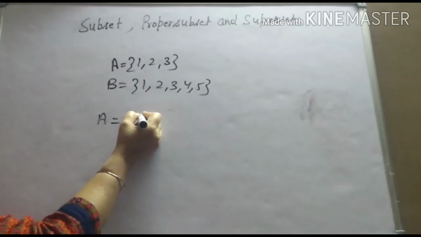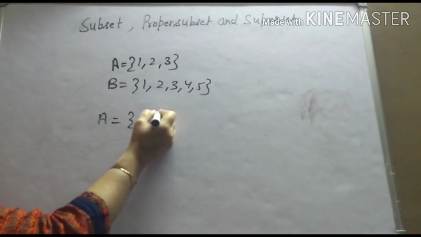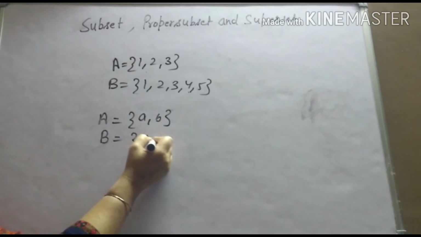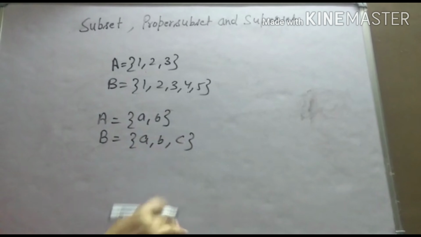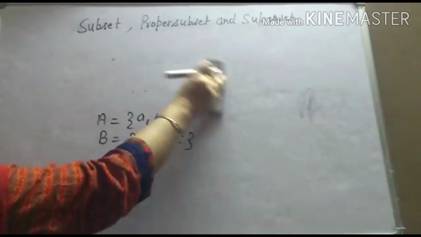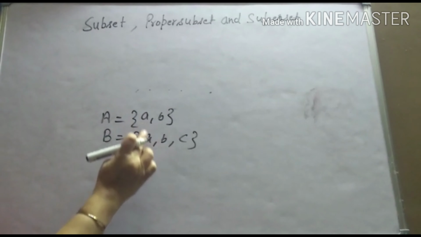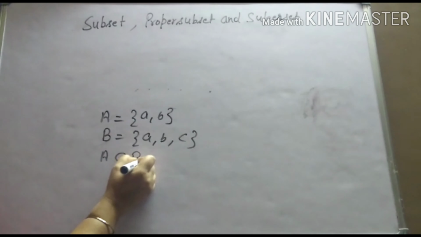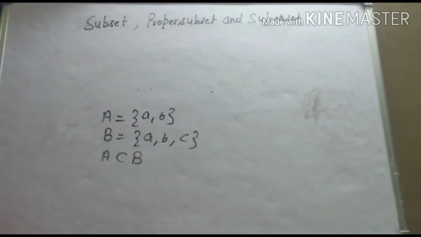If we have A is small a, small b, and set B is small a, small b, small c. Now, every element of set A is also the element of set B. Therefore, A is subset of B.